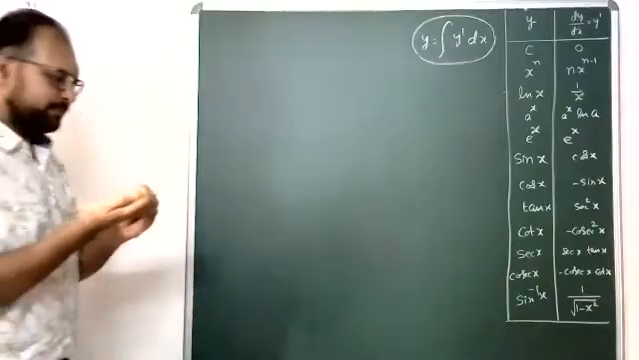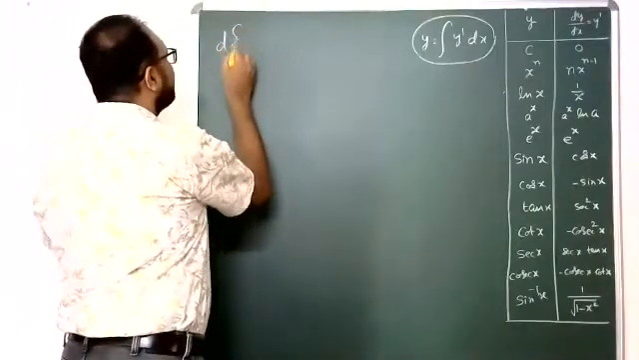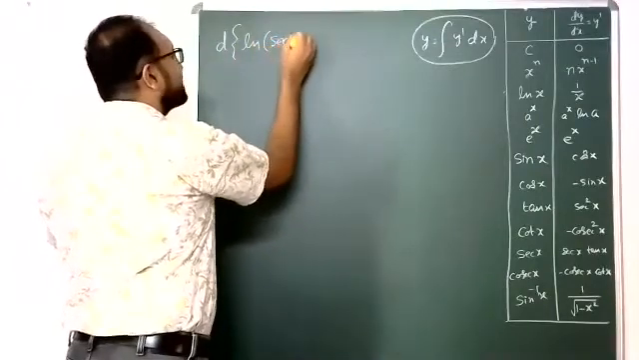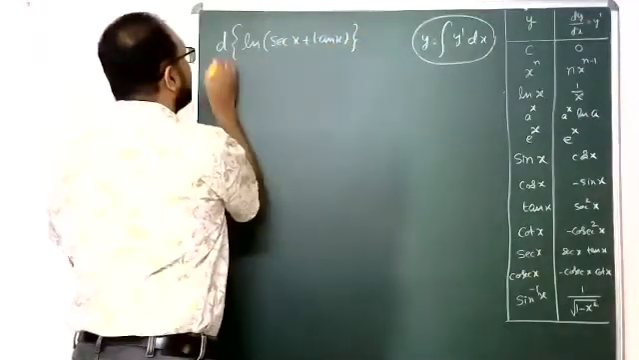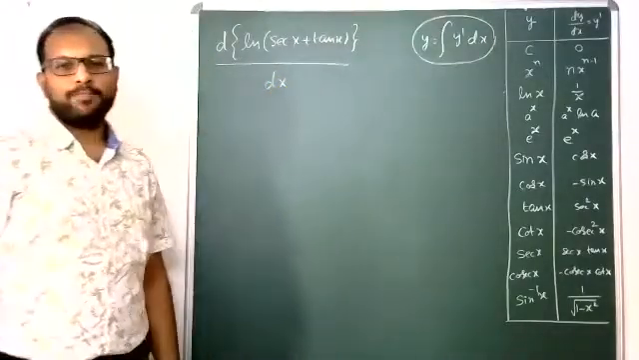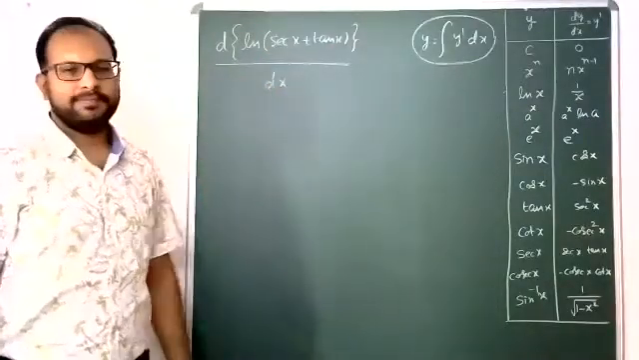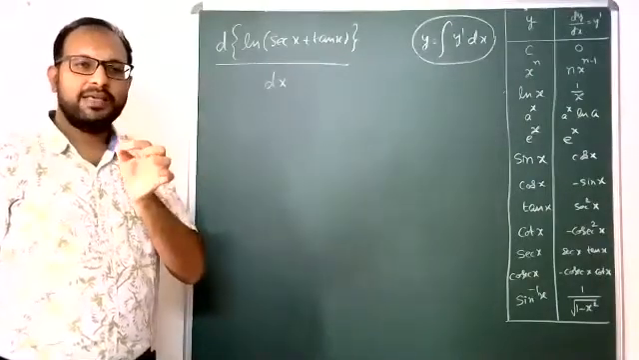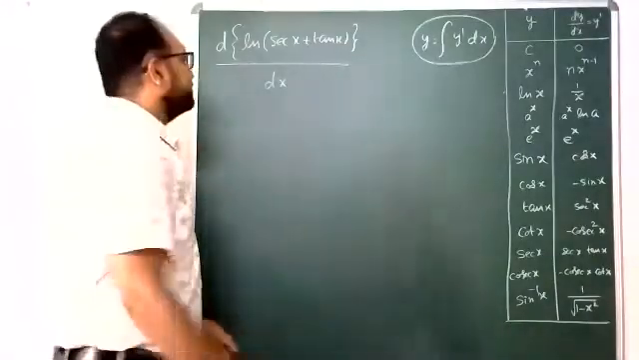Yes, so students, now one differentiation problem. Derivative of ln of secant x plus tan x with respect to x. Derivative of ln of this function with respect to x. Students, this type of complicated problem we can solve with the help of the chain rule. Yesterday many principles were completed. Yes, this is one more problem.